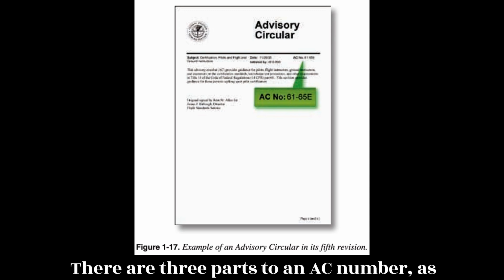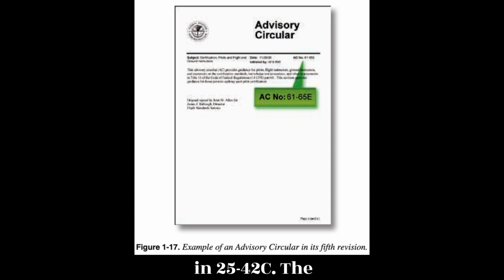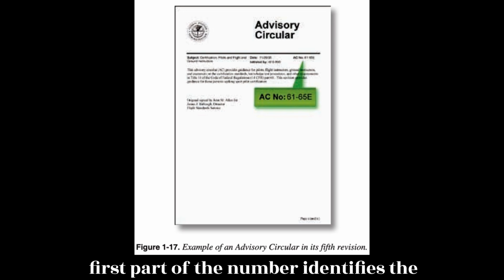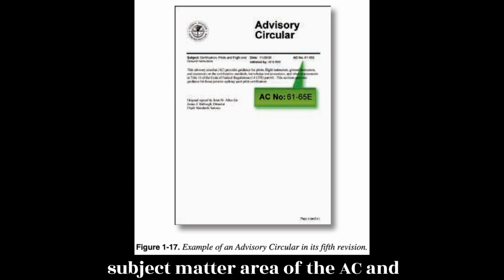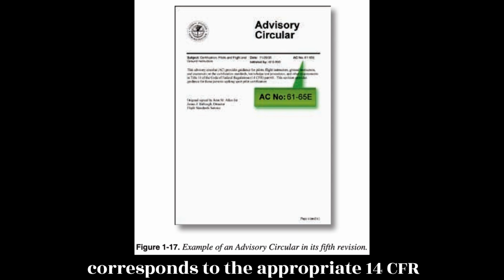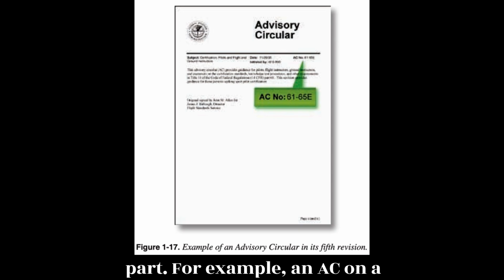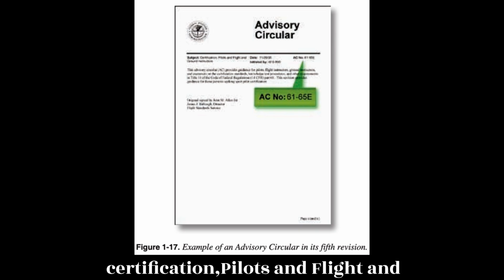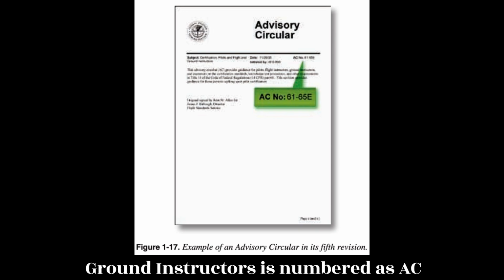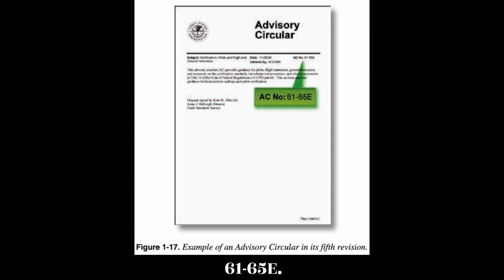There are 3 parts to an AC number, as in 25-42C. The first part of the number identifies the subject matter area of the AC and corresponds to the appropriate 14 CFR part. For example, an AC on certification, pilots and flight and ground instructors is numbered as AC 61-65E.